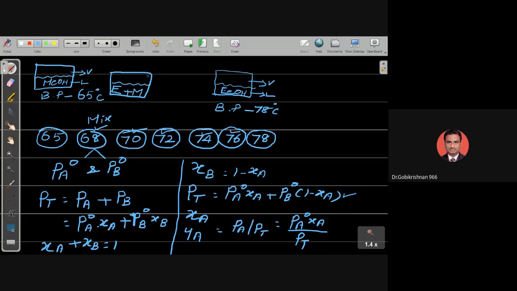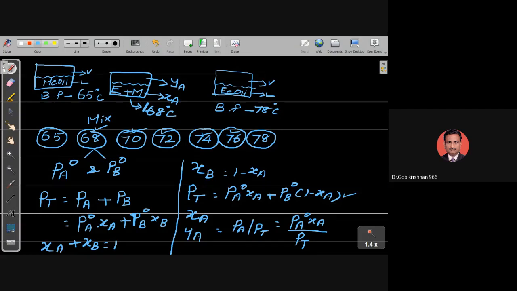Therefore, the liquid composition here is nothing but the XA I found out, and the vapor composition here is nothing but the YA that also I found out. That's all. And this mixture boils at a temperature of 68 degrees. Therefore, for one particular temperature, I found out the value of XA and YA.